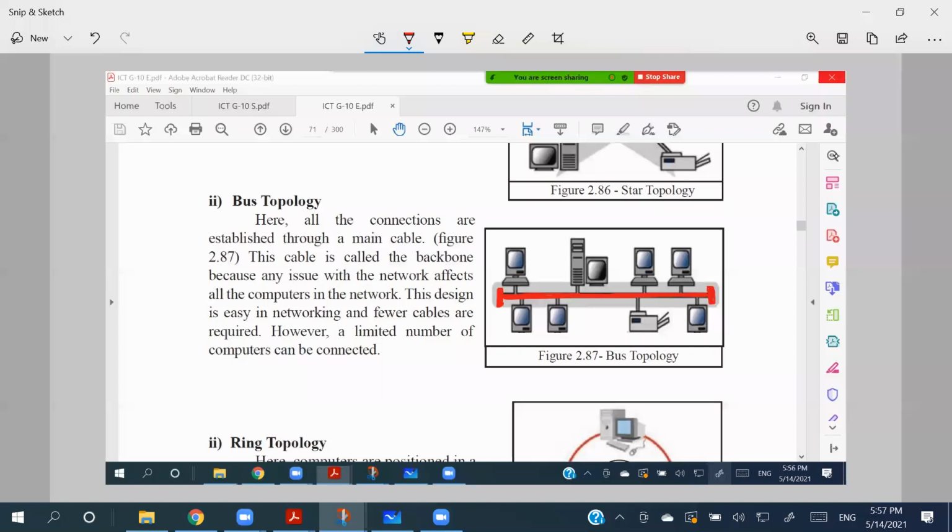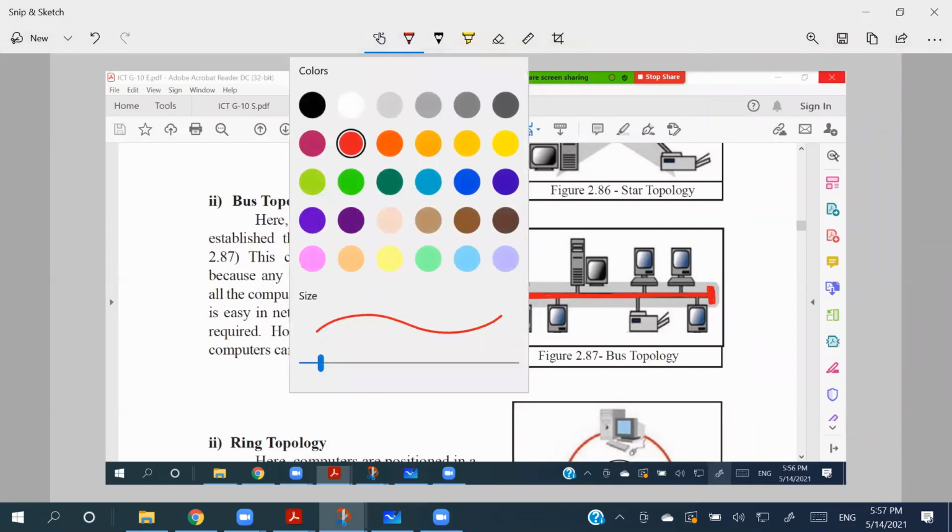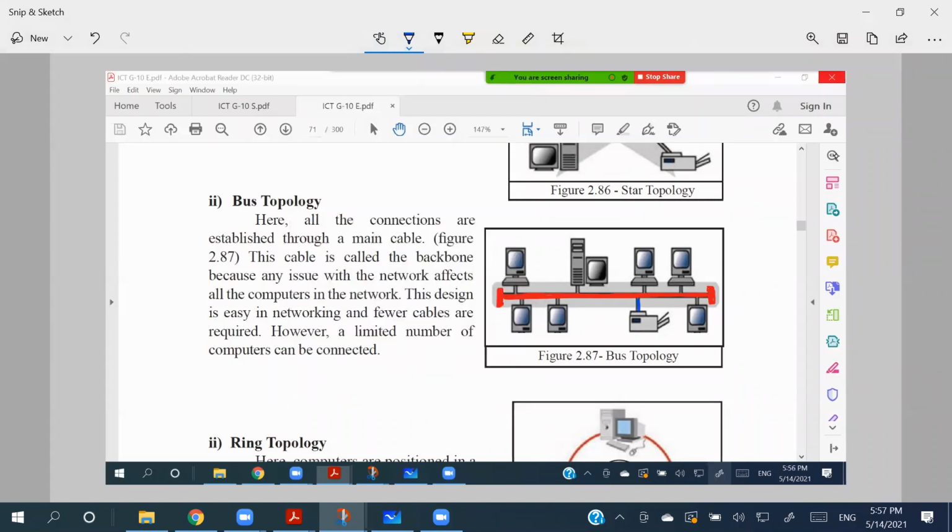To that main cable, which we call the backbone, the other devices are connected, right? They connect to the bus, or the backbone, to receive data from each and every one. So if this computer needs to communicate with this computer, the data should come out of that computer, travel through the bus, and get into this particular computer, right? So that is what we call bus topology, right?